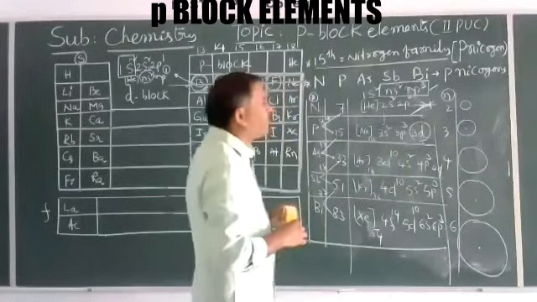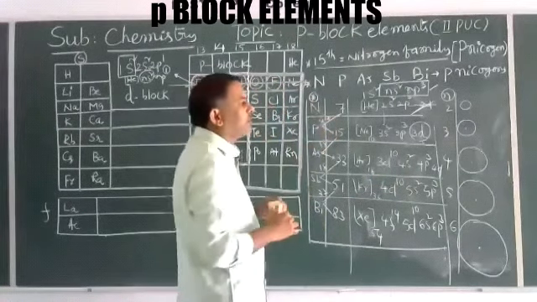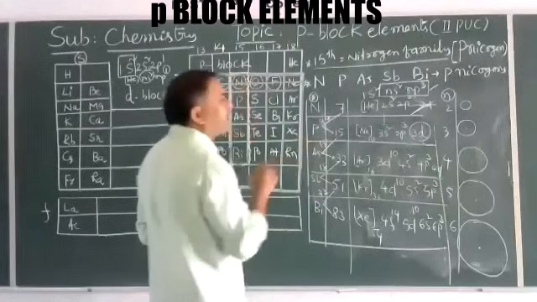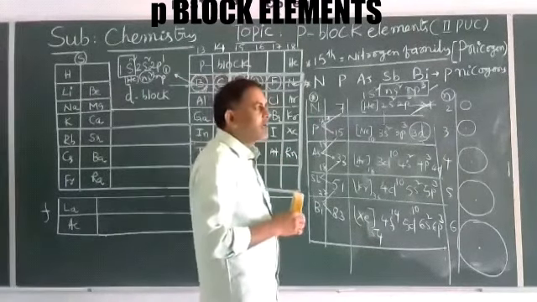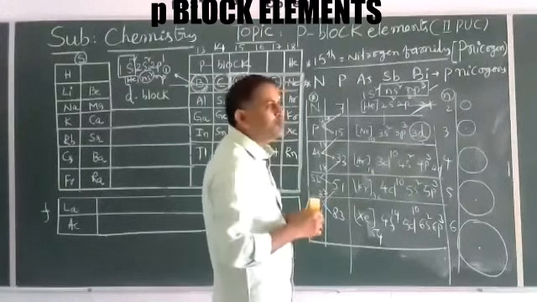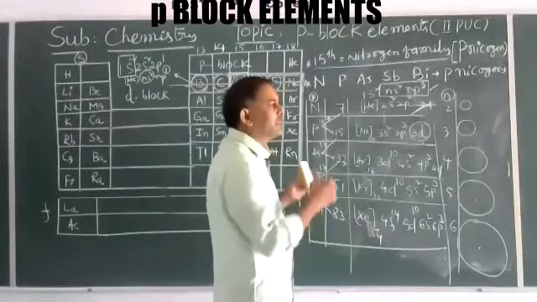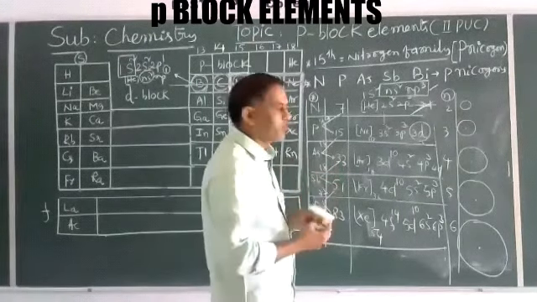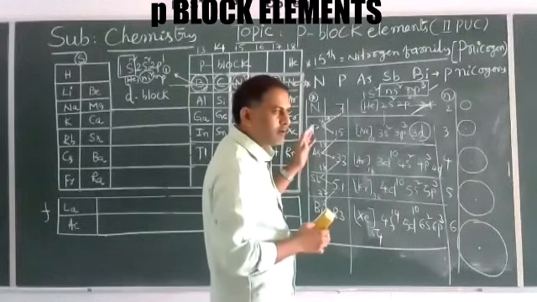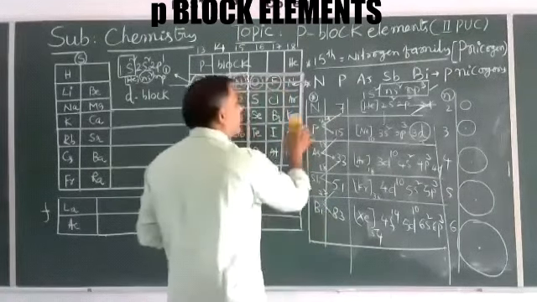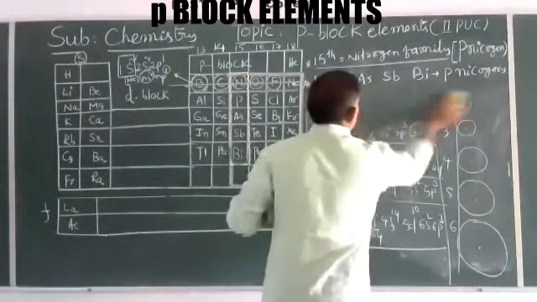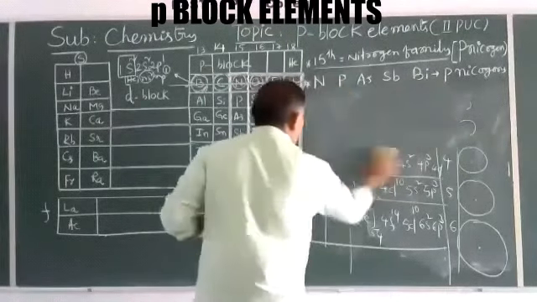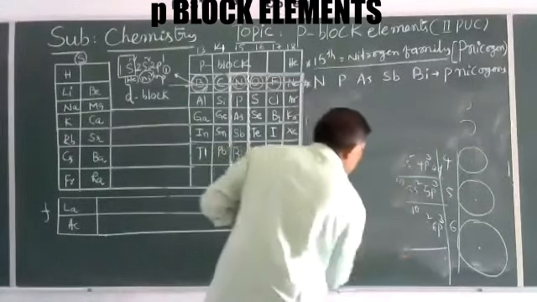After this general electronic configuration, one simple important point is the occurrence of these 15th group elements. After that occurrence, we'll start physical properties. Clear? Electronic configuration done. Now, on the basis of this electronic configuration, I'll explain some important physical properties.